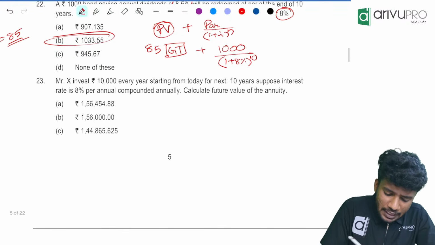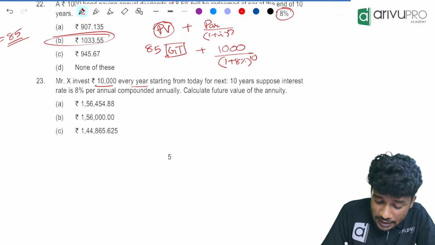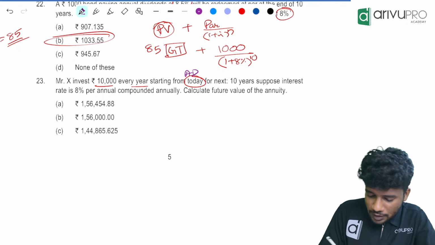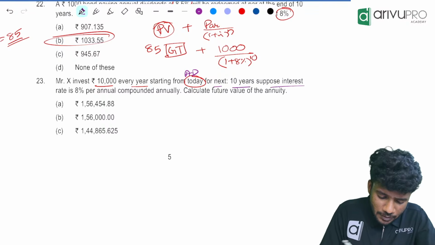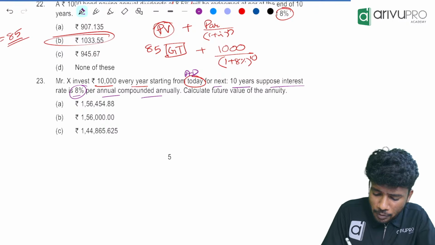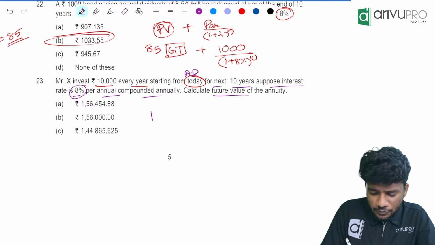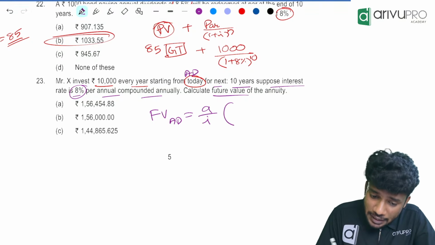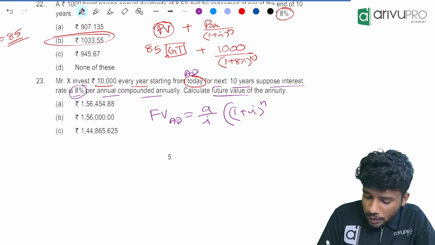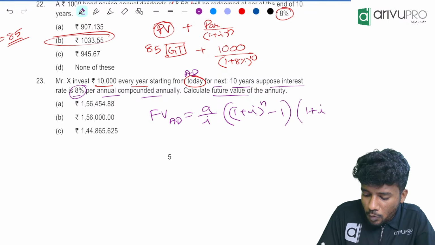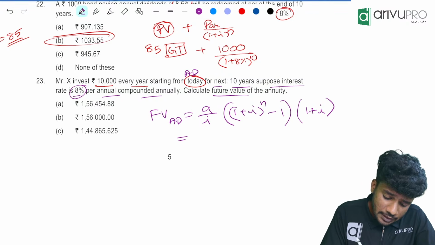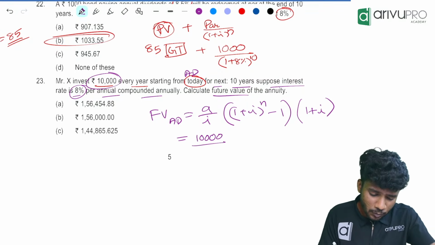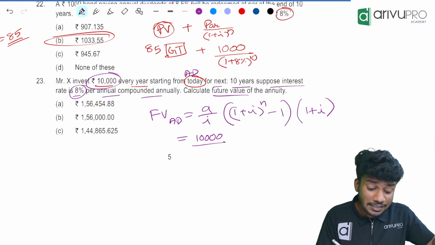Next question, people. If X invests 10,000 every year starting from today. Starting from today means what, people? It is a question based on annuity due. For the next 10 years, suppose interest is 8% per annum compounded annually. Future value, people, future value of annuity due is what, people? A by I into 1 plus I the whole power n minus 1 into what? 1 plus I. Substitute the values. 10,000 is paid every year. That means annuity amount is how much?